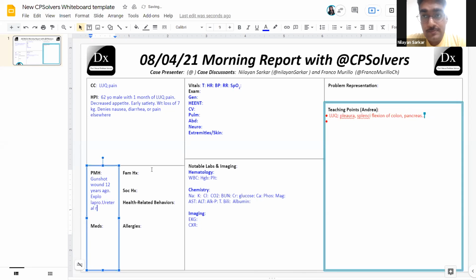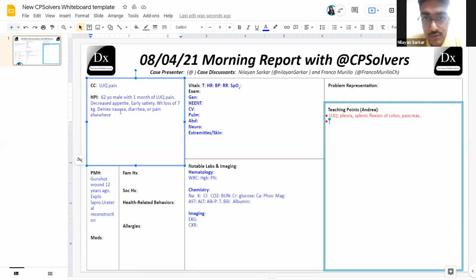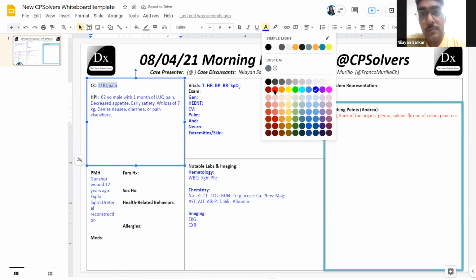And so how do we decide which one of these organs are involved? I think we can make use of the other symptoms, associated symptoms we have. But just to make an observation on the age and the duration of the disease. So this is a 62-year-old male with a 1-month complaint. So the complaint is chronic.